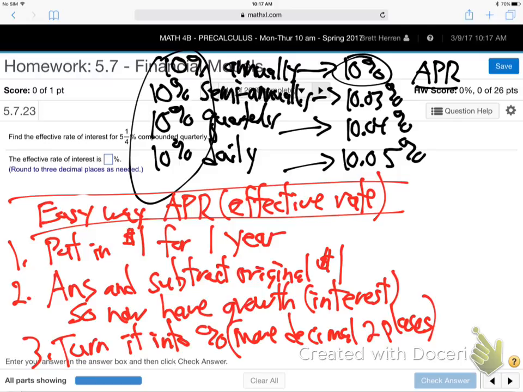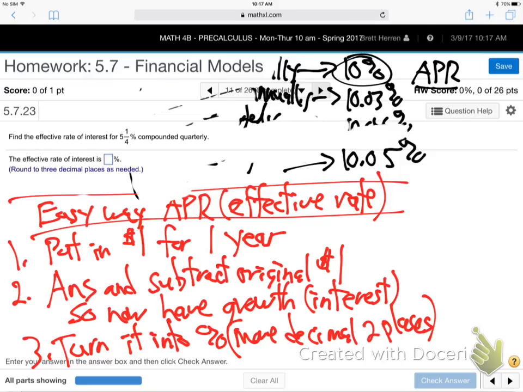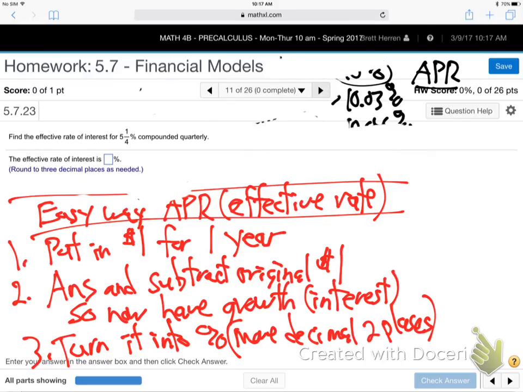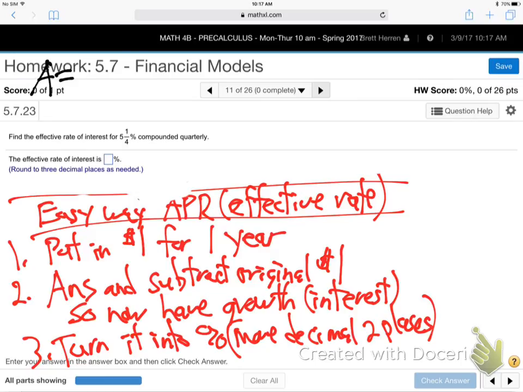Okay, so let's do it. I'm going to erase this stuff I have up here, and we'll just do the problem right up here. Which are we using, the PERT formula or the first formula? Yeah, the first. This is not continuous, is it? So we're not using the PERT. It's 1 plus r over n to the nt, same old formula.